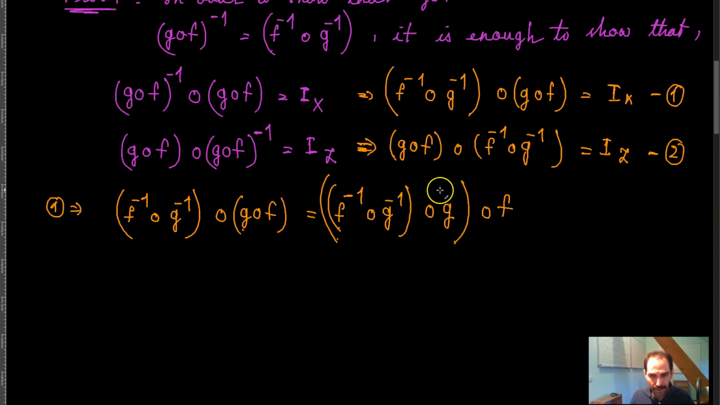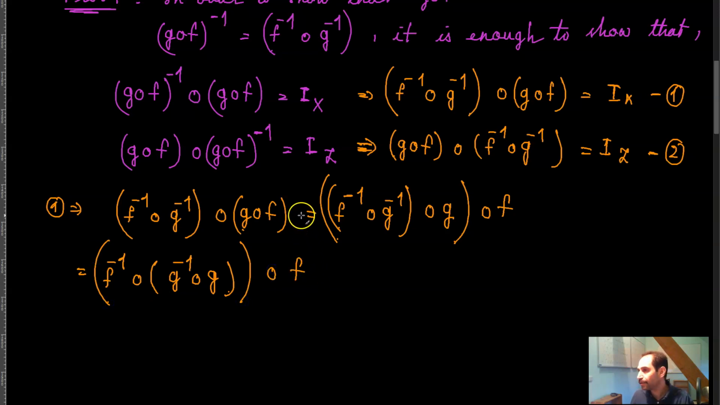Now, again using theorem number 1, I have F inverse composed with G inverse, and the whole thing has been composed with G. So then I can write that as F inverse composed with G inverse composed with G, and then composed with F, again using theorem number 1. Now, over here what we have is G inverse composed with G. There is something here to understand.